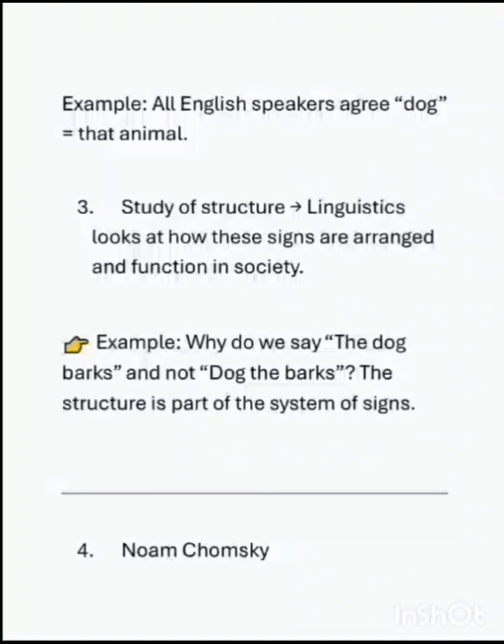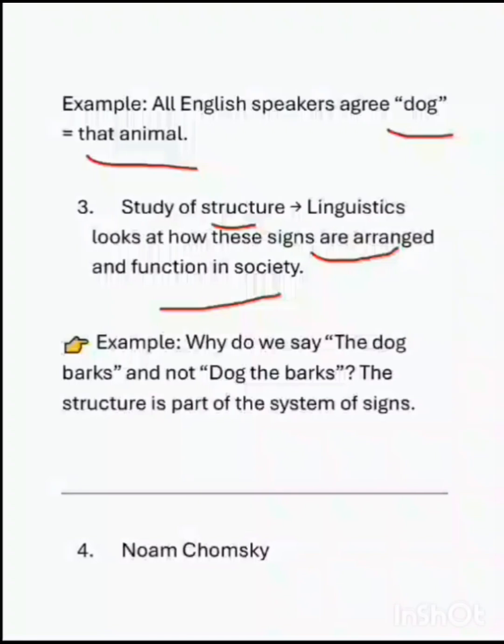So everybody agrees that dog is equal to that animal. The animal which we can see has 4 legs and a tail, this is a dog. We could have given it another name, but we said that this is a dog, and everybody agreed on it. So it is a system of signs, and society agreed on this sign. Then the study of structure: linguistics looks at how these signs are arranged and function in society. So this is what I said, that society agrees on that sign.